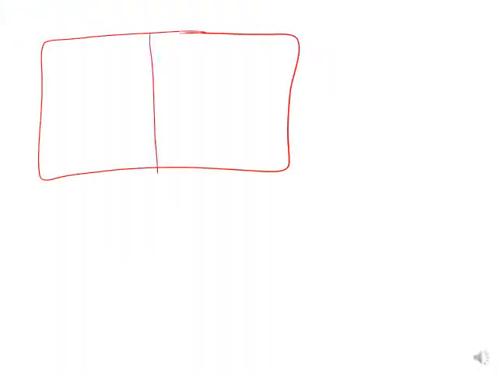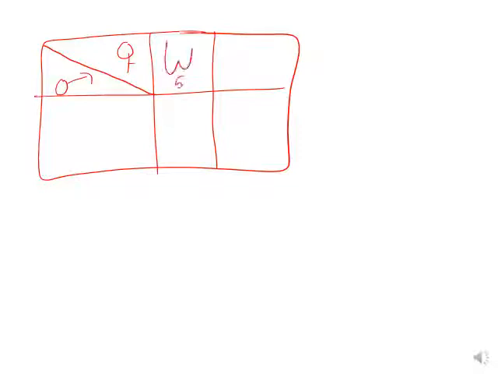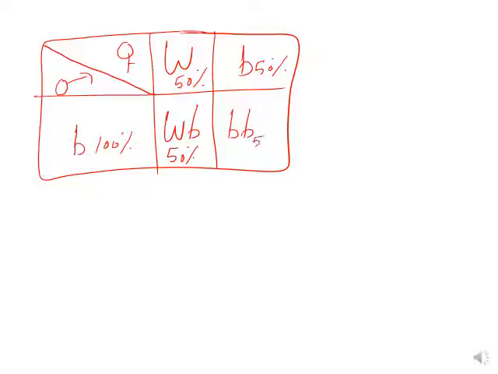So the table of cross should be divided like this for the female and for the male. In the female we have W 50% and B small, which should be 50%, while in the male we have only B small 100%. So it will be WB 50% and BB 50%.